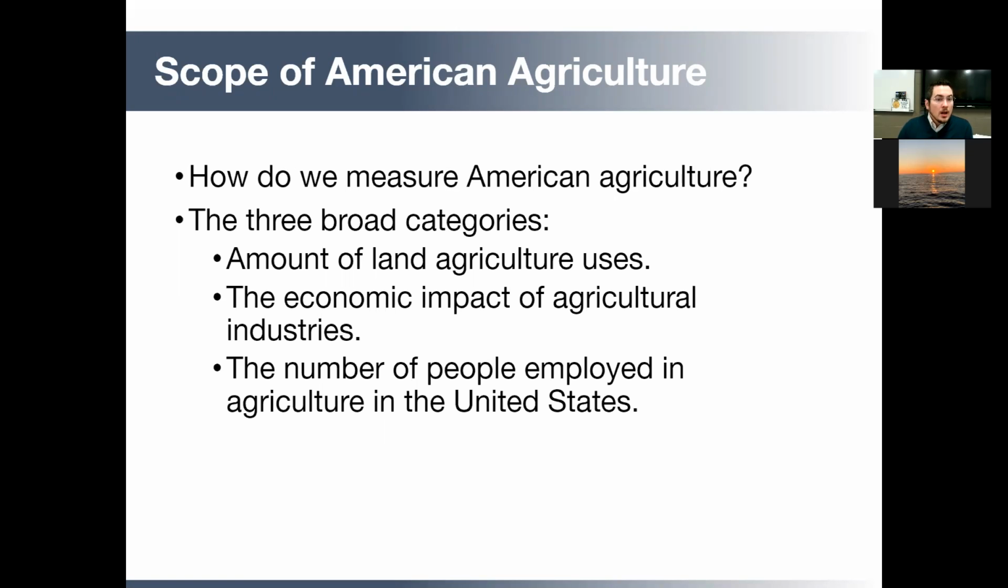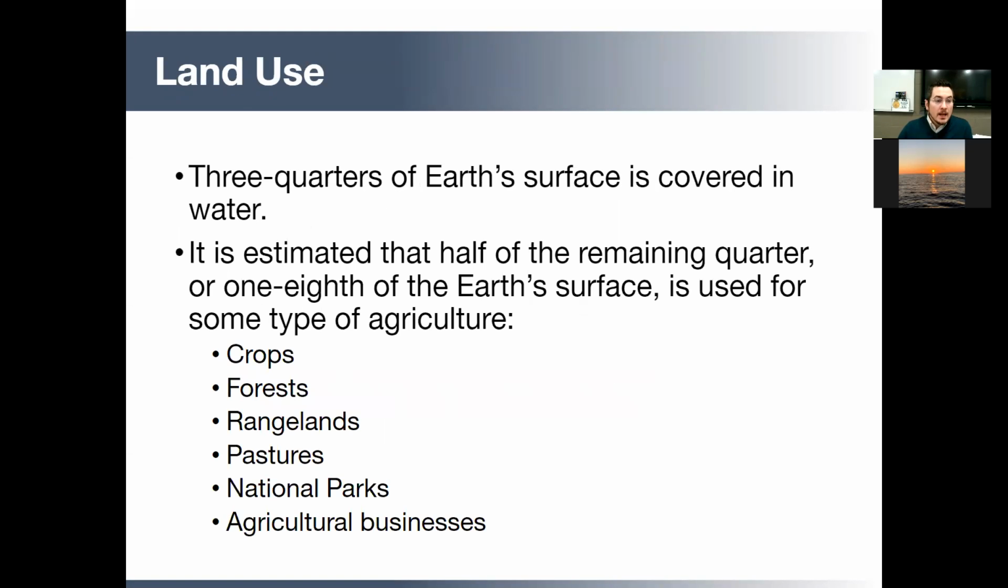So what is the scope of American agriculture? These are the three things that we talked about: how much land is being used for agriculture, how much money is being generated by agricultural industries, and the total number of people employed by the ag industry.